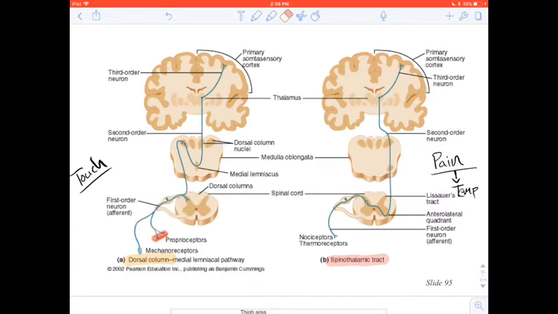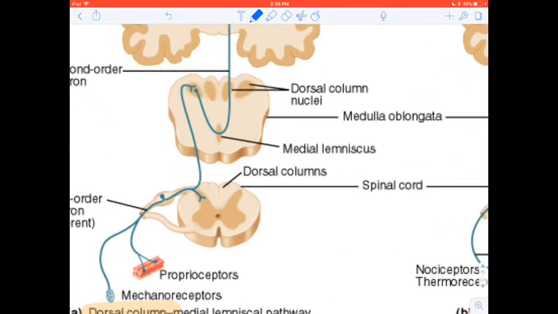And this little guy here, we'll come back to in a second. But it's not going to actually synapse with anything right there in the spinal cord. Instead, it's just going to go up. So it enters the dorsal column and it goes up. And where does it go? Well, it goes up to the medulla.